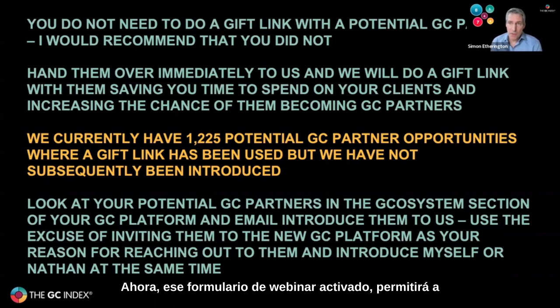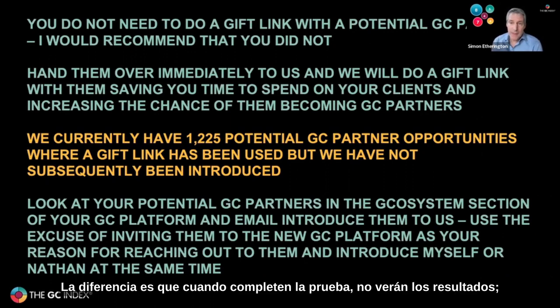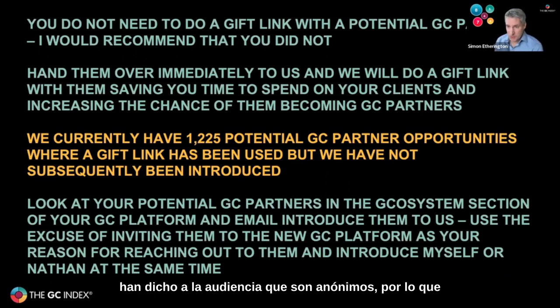Now, that webinar form will allow individuals to input their name, their company, and their details, and that will automatically create what we call a webinar link. In your GC platform, that will appear, and like any other link, you will then send it out from the platform. But when they're completed, you won't see the results. Webinar links are anonymous. You've told the audience that they're anonymous, so they have to be anonymous from a GDPR perspective.